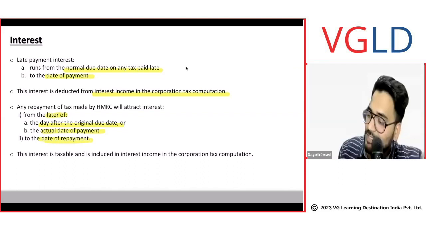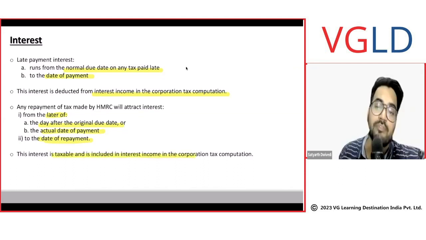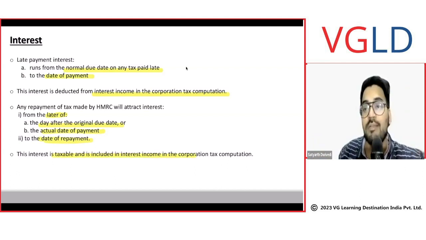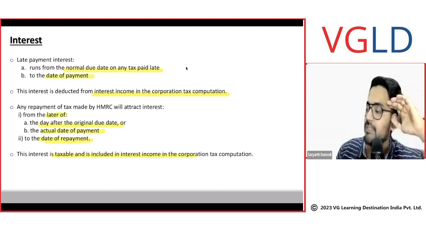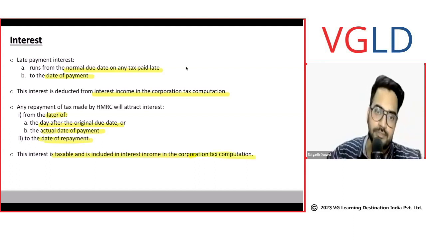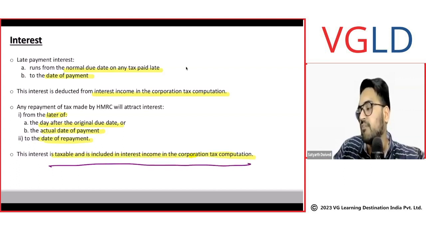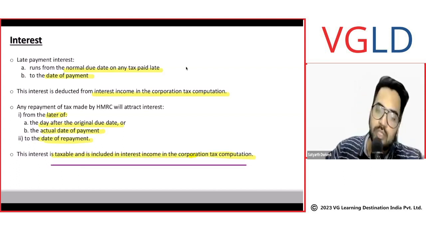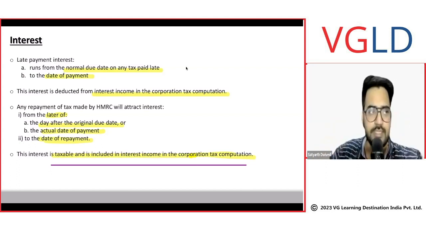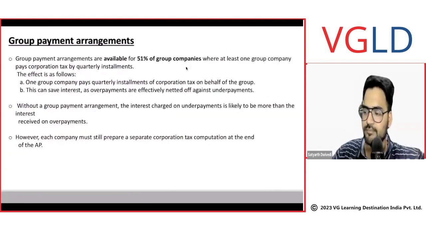Now interest is taxable and included in interest income. If you're getting any interest, this will be included in the interest income in the corporation tax computation. This is again important: whenever we are doing your corporation tax computation, this interest is taxable. Okay. Yes. Is that clear? Very good.